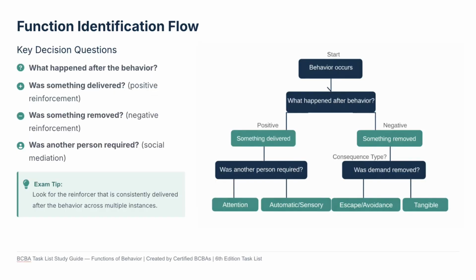Now that we've reviewed all four functions, let's integrate them into a decision-making process. When you encounter a scenario, do not jump to conclusions. Instead, walk through a sequence of analytical questions. First, what happened immediately after the behavior? Second, was something delivered, such as attention or a tangible item? Third, was something removed, such as a task or social demand? Fourth, did another person need to respond for reinforcement to occur? This structured questioning prevents impulsive guessing and strengthens your exam accuracy.